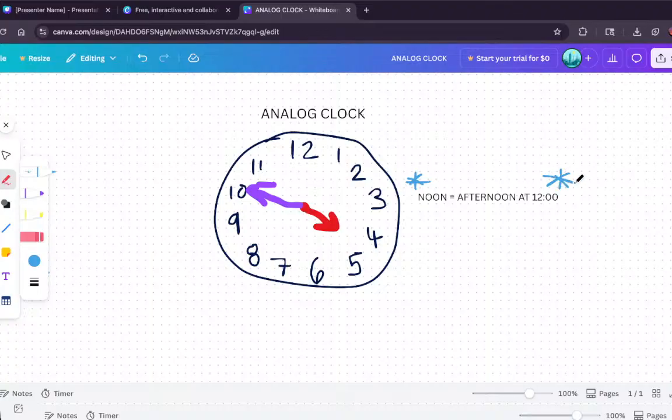Okay? Learning this method helps us understand time in multiple ways. This is so much easier. Like 10 minutes to 5 is more understandable than saying 50 minutes past 4.